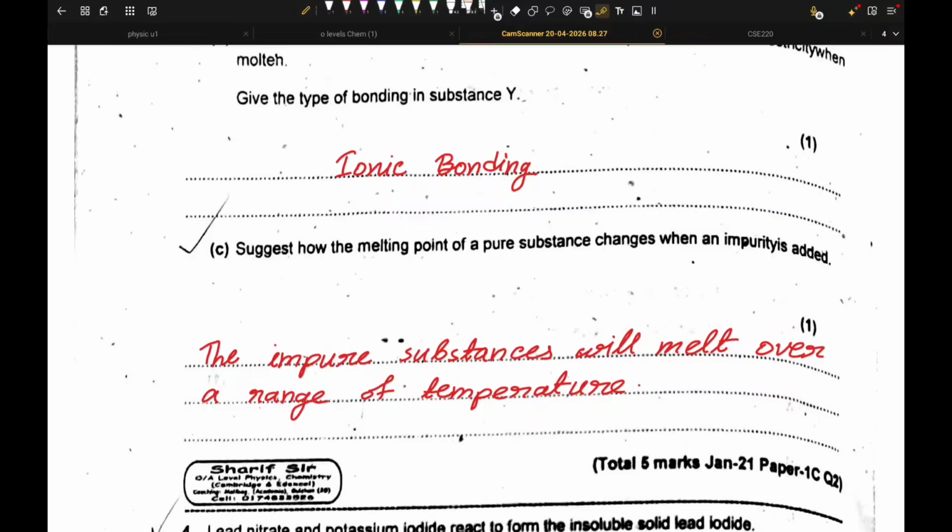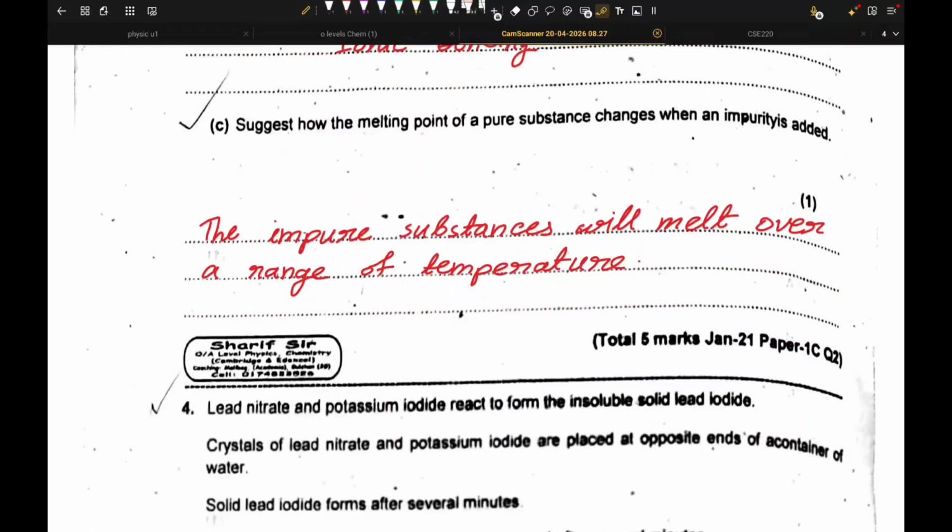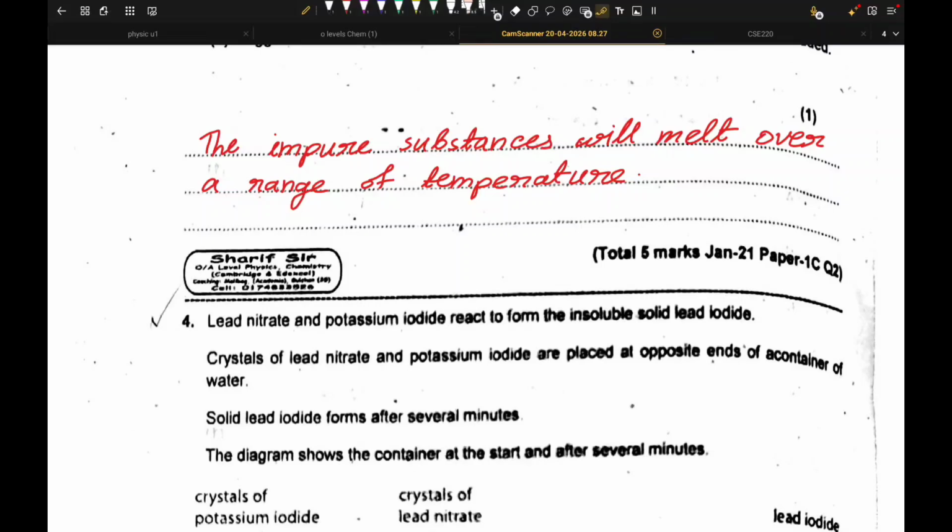Now, suggest how the melting point of a pure substance changes when an impurity is added. As we discussed earlier, when an impurity is present, the range of temperature over which the substance melts increases. So that's what we are going to write here for 1 mark: the impure substance will melt over a range of temperatures. That is the change that's going to come. Except for that, there is no other change in the melting point. The one change is that impure substances will melt over a range of temperatures.